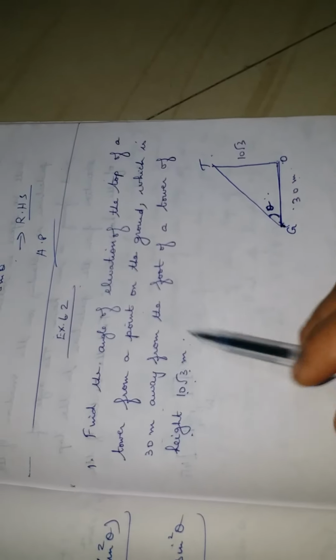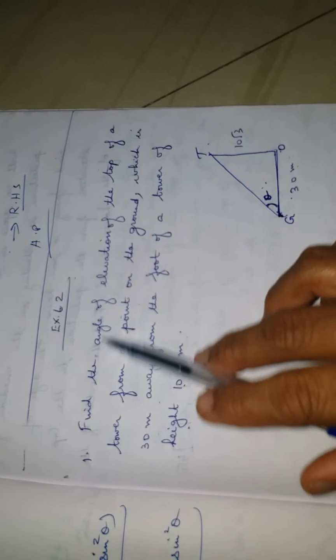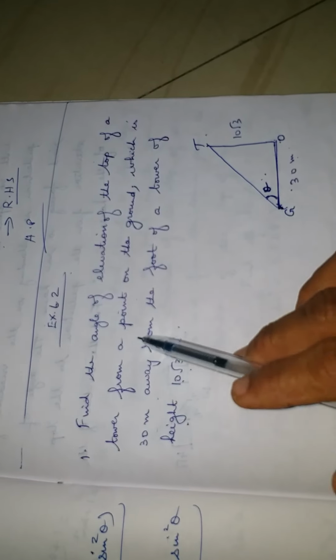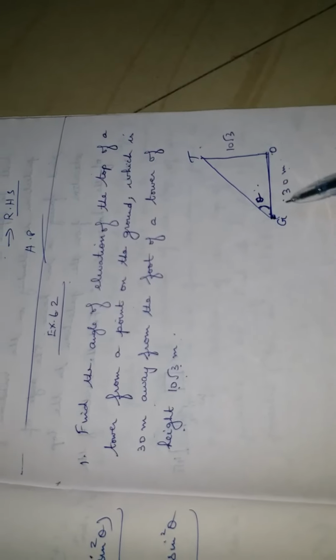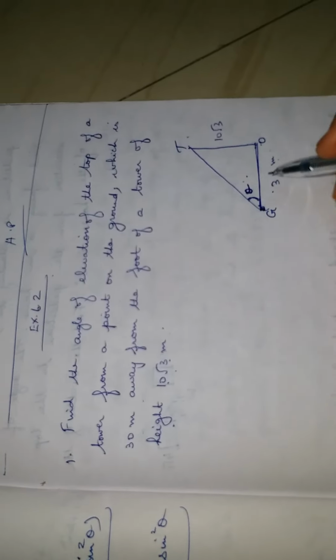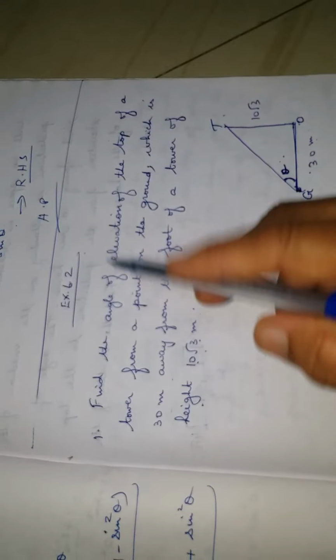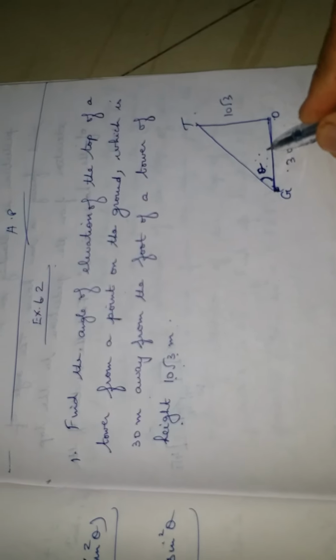I will read the question again. Find the angle of elevation of the top of a tower from the point on the ground which is 30 meters away from the foot of the tower. So the person is standing 30 meters away from the foot of the tower, on the ground. Now they have asked you to find the angle of elevation, so this theta you are supposed to find out.